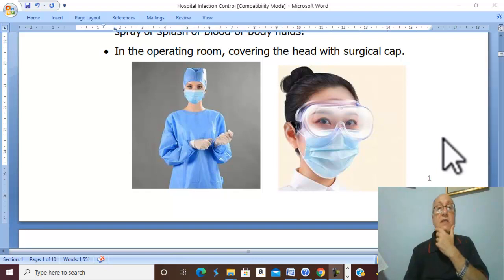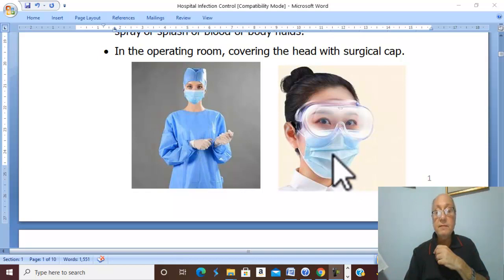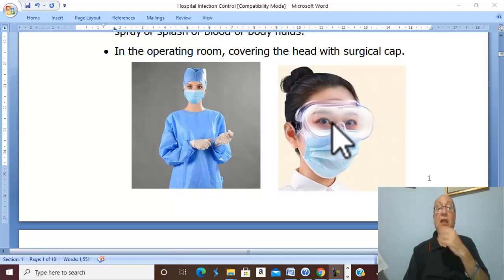The personal equipment includes gloves, worn when touching the patient, touching blood, contaminated instruments, etc. And the use of surgical masks, gowns, and goggles to protect the eyes. All this equipment should be worn if there is any chance of spray or splash of blood or body fluid.